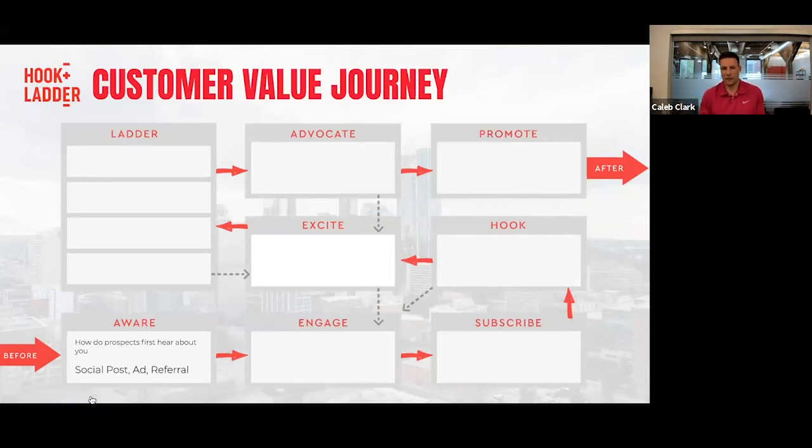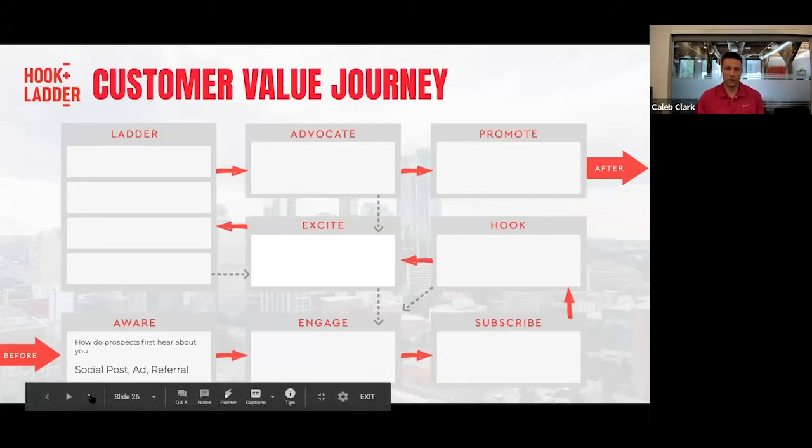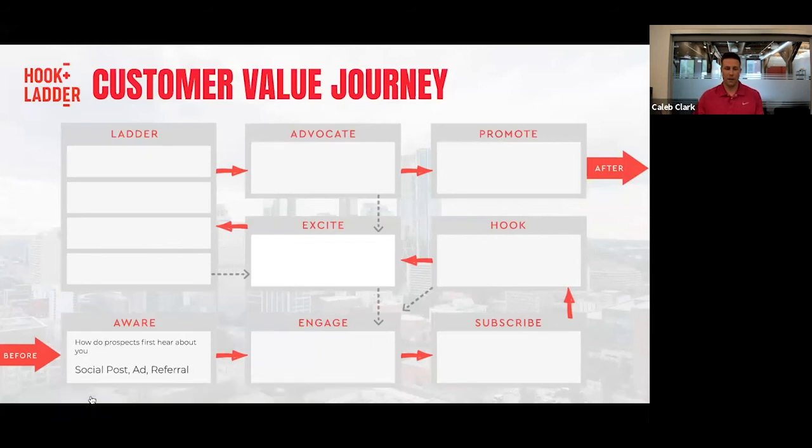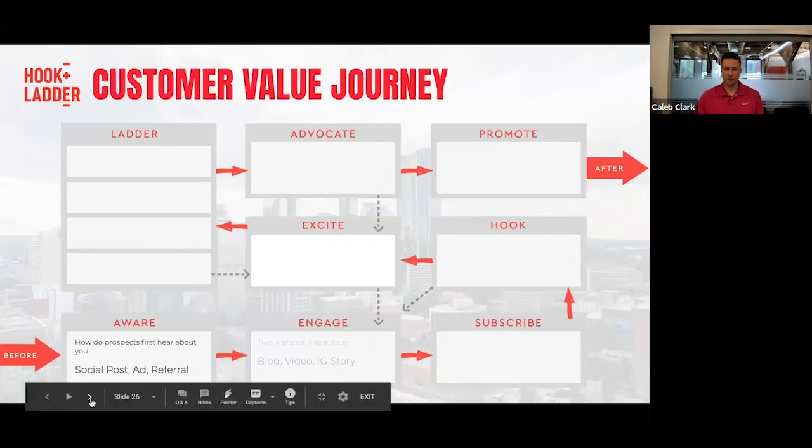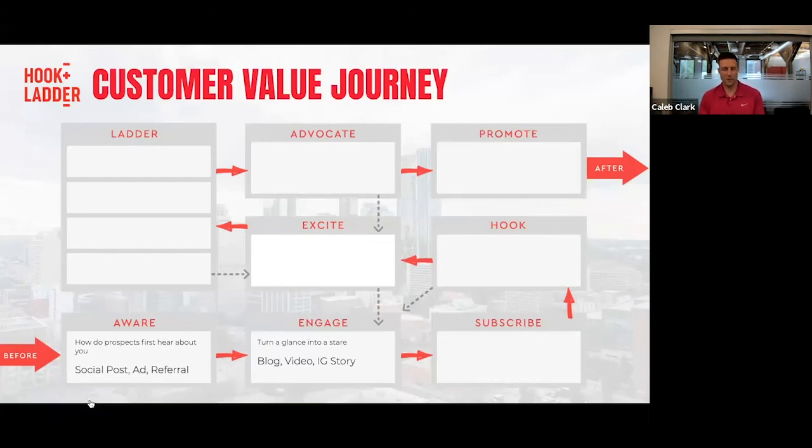They have to see you for the first time. This could be a social post that they see, an ad that you got targeted in, maybe it's a referral. They need to become aware. But the next step is that we need to turn that glance into a stare. It's not enough just to show up in somebody's news feed. We've got to make it a little bit more of a sticky experience.